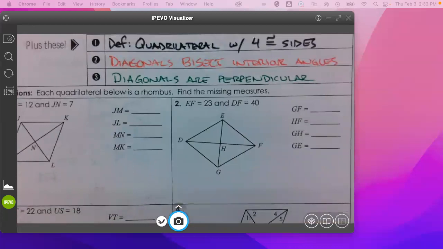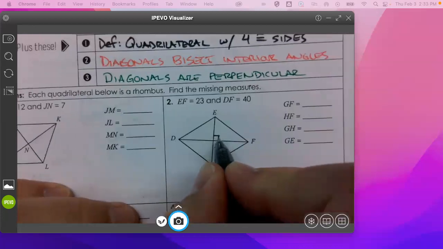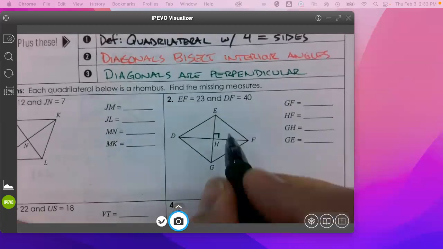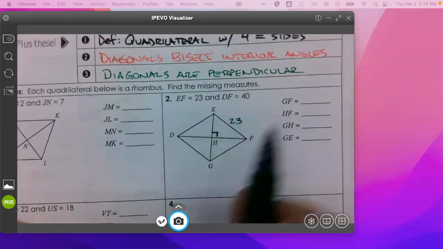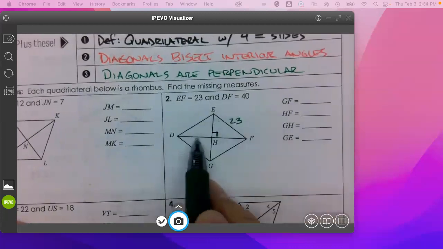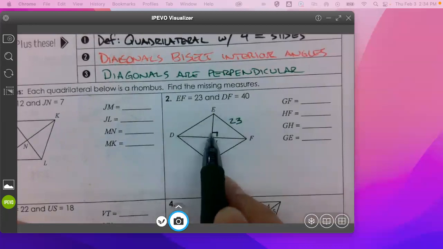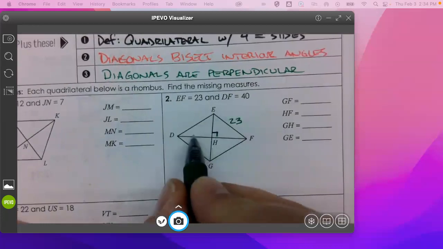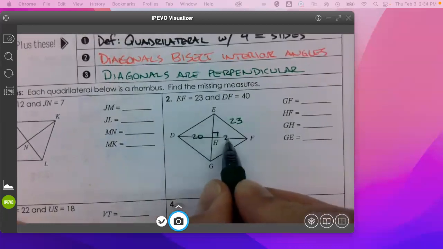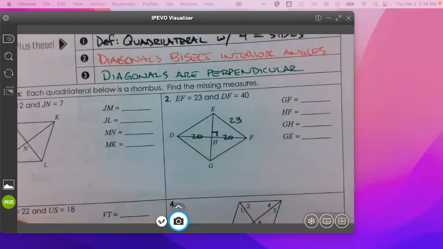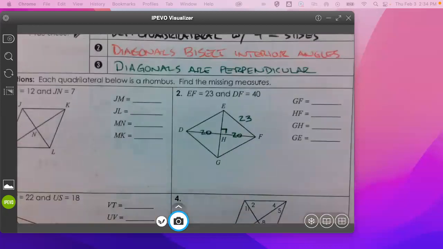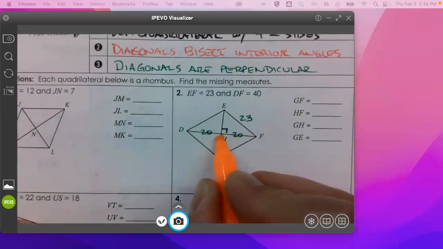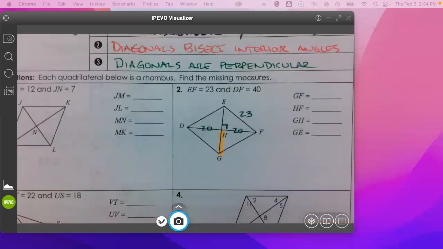So because we're seeing perpendicular diagonals, we know there's a right angle here, which means we're going to get some more Pythagorean theorem stuff. EF is 23. The fact that DF is 40, it'd be hard for me to mark this as 40 and know I'm talking about the whole length. So how can I mark this better? 20 on each side, because we know because it's a parallelogram, it's bisected. One of our questions here is going to ask us for GH. How can I find that?